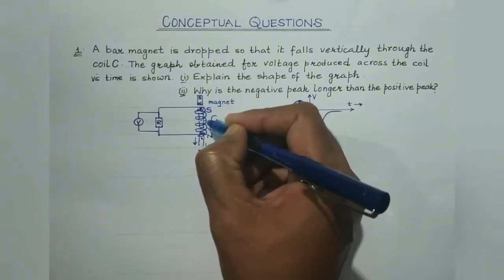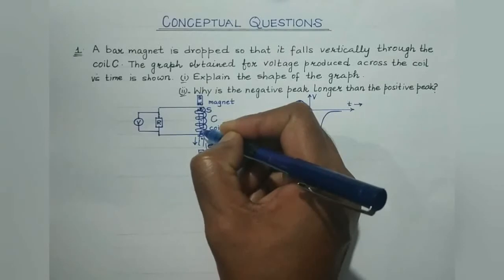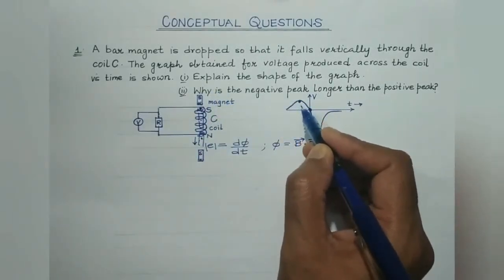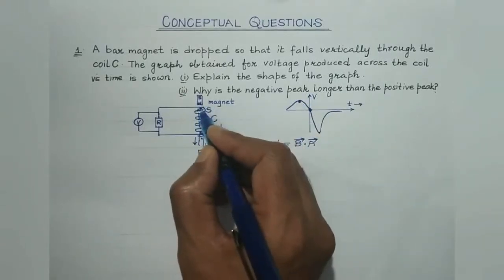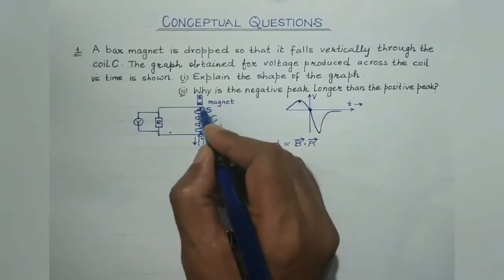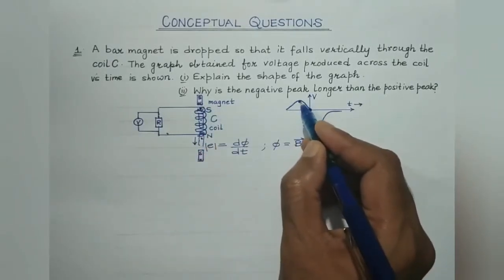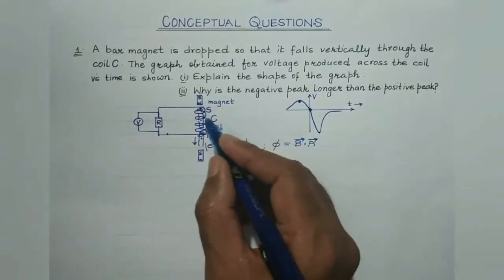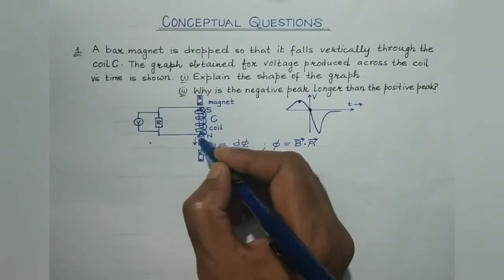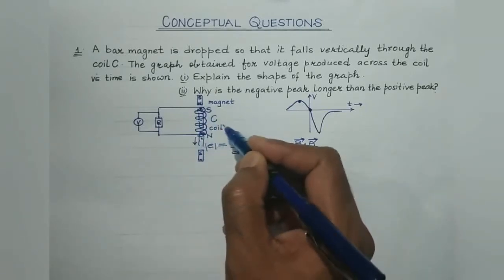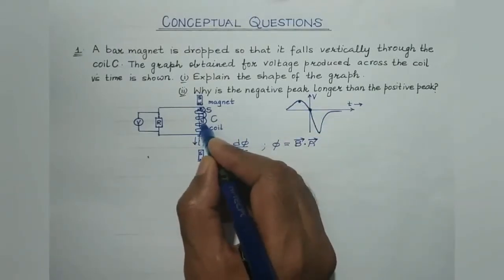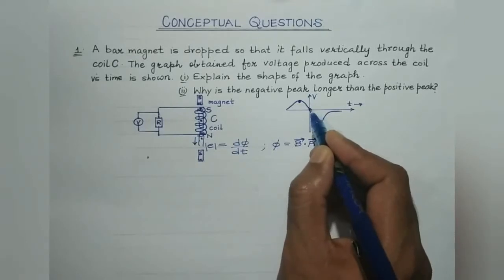So due to the change in the magnetic flux linked with the coil, an EMF is induced. This EMF increases till the magnet reaches just above the coil. At this point, the EMF induced is maximum, right? So at this point, the EMF attains its peak value. Now while the magnet moves through the coil, the magnetic flux starts decreasing. With the flux, the induced EMF also decreases, and eventually the induced EMF becomes zero. So when the magnet is at this position, the induced EMF becomes zero.